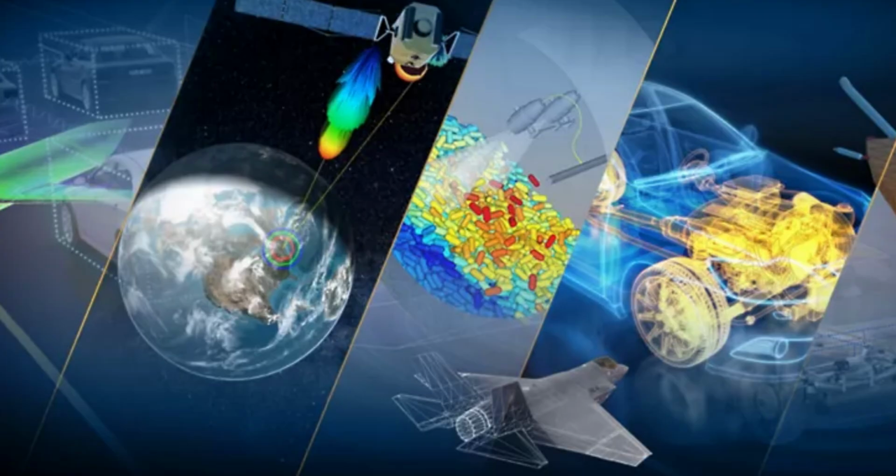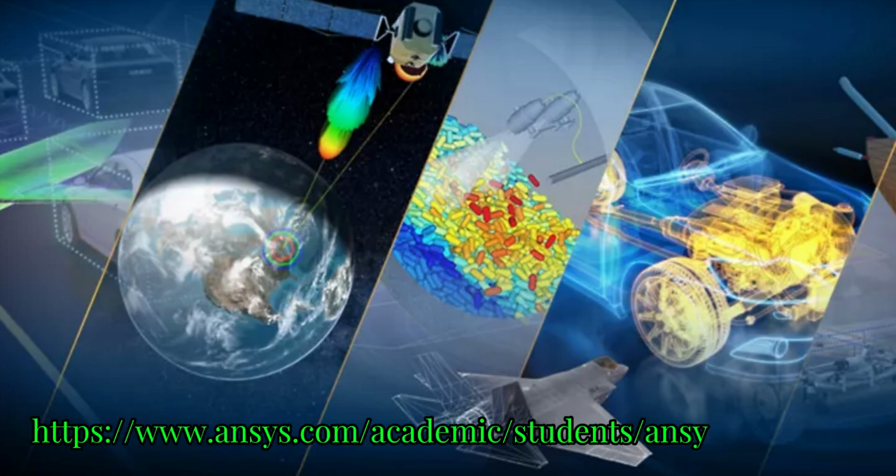Step 1. Open the official ANSYS website. First, open your web browser and go to the official website of ANSYS. The student version usually includes ANSYS Mechanical, Fluent, SpaceClaim, Meshing, Discovery, and several simulation tools.